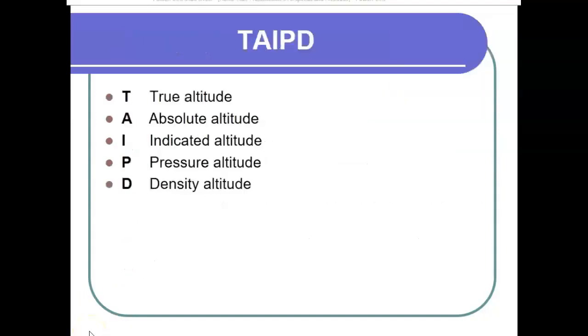Now, aviation is full of acronyms to help you remember things. There's an acronym to help you remember the different types of altitudes: TAPED, T-A-P-E-D: true altitude, absolute altitude, indicated altitude, pressure altitude, and density altitude.